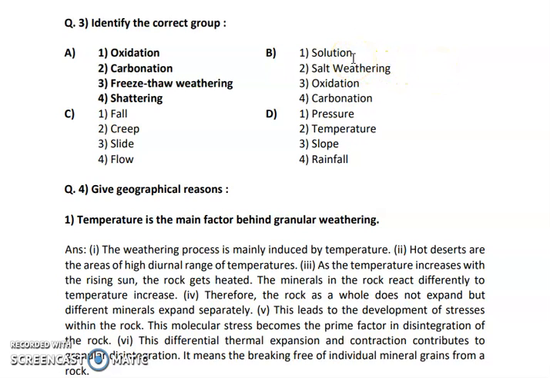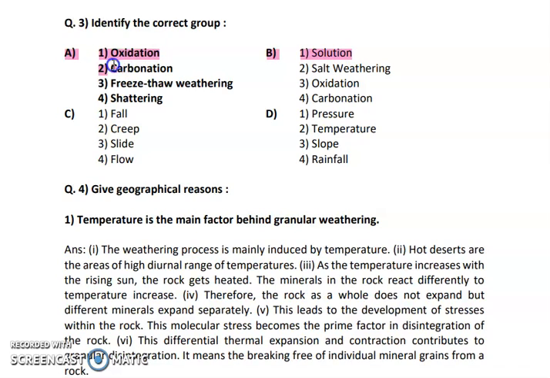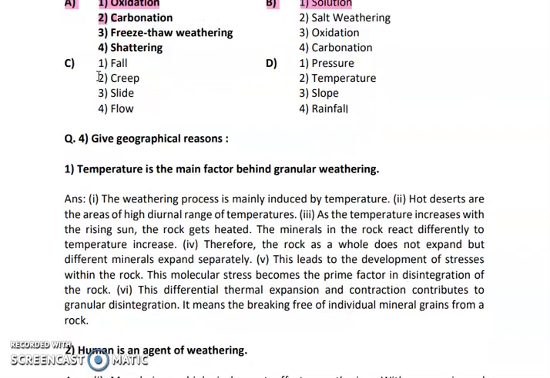The water. Okay, so it is having a combination of all. Next we have fall, creep, slide and flow. So these are all the landslides. Okay. So the right identifying correct group answer will be answer number 1, that is oxidation, carbonation, freeze-thaw weathering, shattering. So these are all the weatherings which come under the chemical, physical, all the properties.